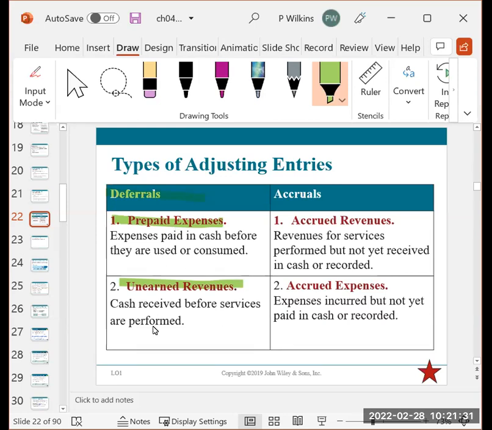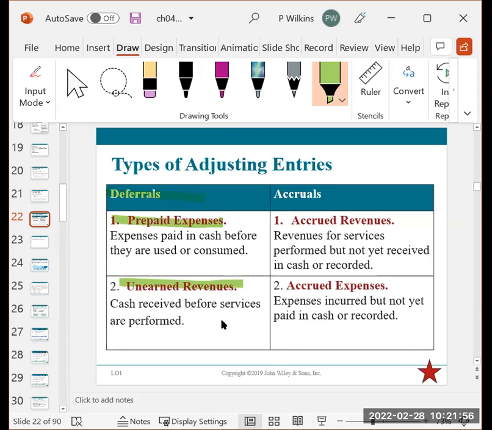So then what happens with both of those is that for the prepaid expense, as we use up the insurance each month, we have to do an adjusting entry to recognize the amount of insurance we've used up and to reduce the prepaid expense, which is an asset. For the unearned revenues, we have to recognize the amount of revenue we've earned and reduce the unearned revenue, which is a liability.